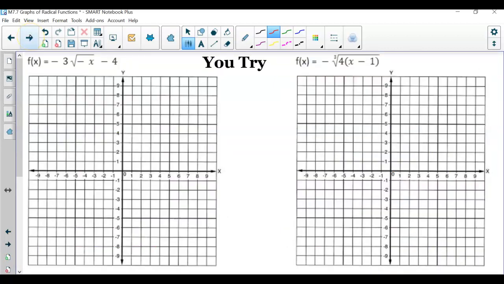So go ahead and pause the video. Notice how we're going to also practice graphing in Desmos. So get the quick sketch and try these two on your own. And let's see now how you did.